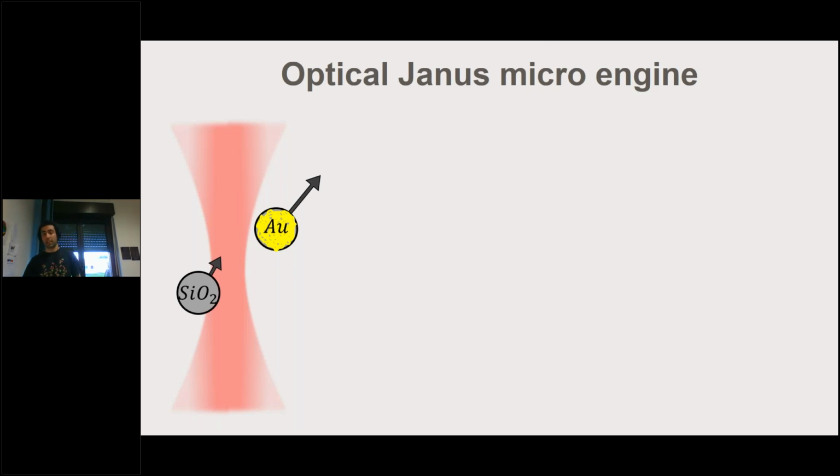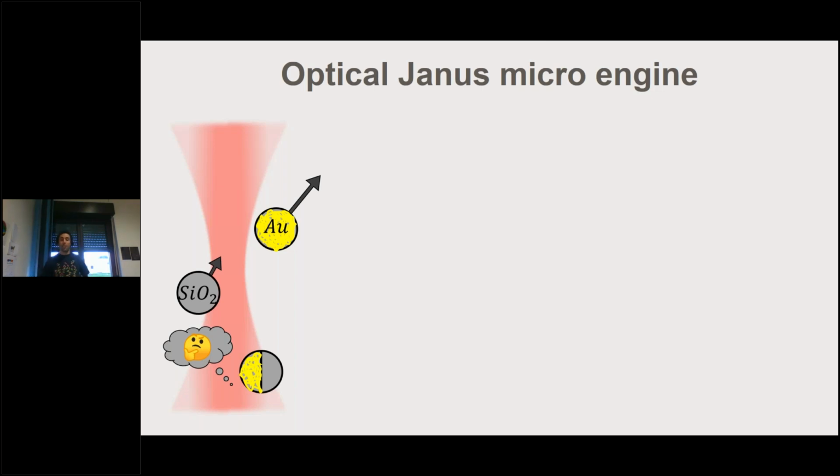We'll try to escape as far as possible. So in our case, we have a Janus particle. The question we were asking ourselves was, what is going to happen? We have a particle where half of it wants to go to the center of the beam, and the other half wants to escape.